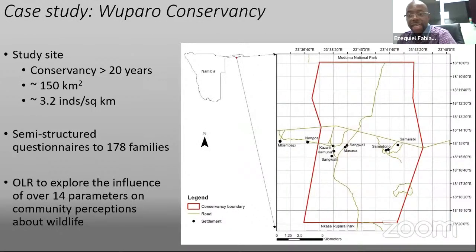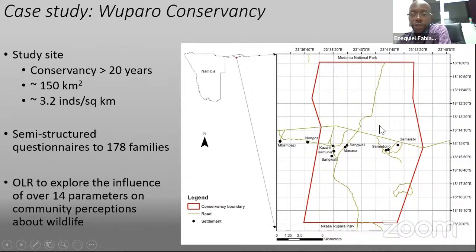So we conducted our study in the Wupara Conservancy. It's a conservancy that has been in existence for more than 20 years. It is about 150 square kilometers in surface area, and has a high density of about 3.2 individuals per square kilometer. It is located between two national parks. To the north, there is the Mudumu National Park, and to the south, there is the Kasika Rupara National Park.